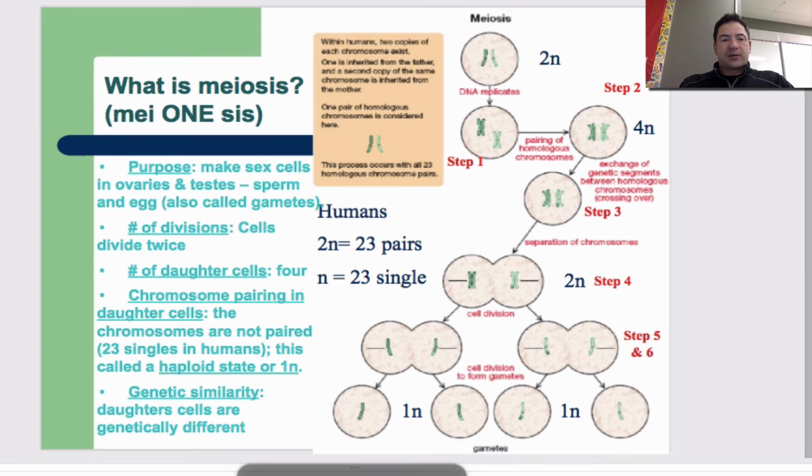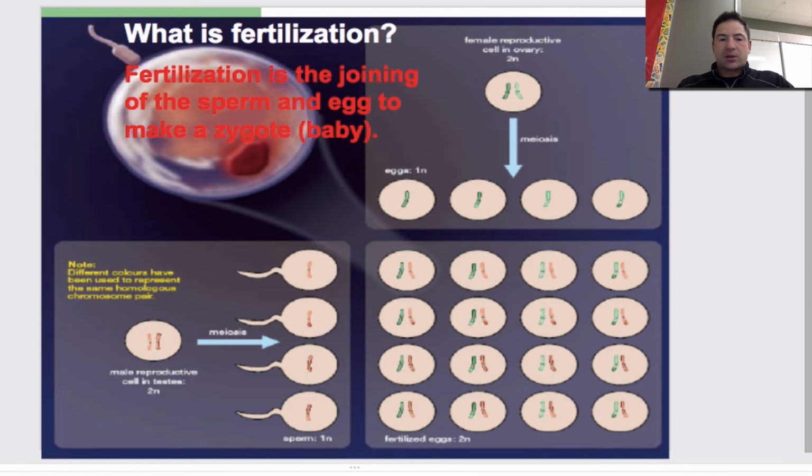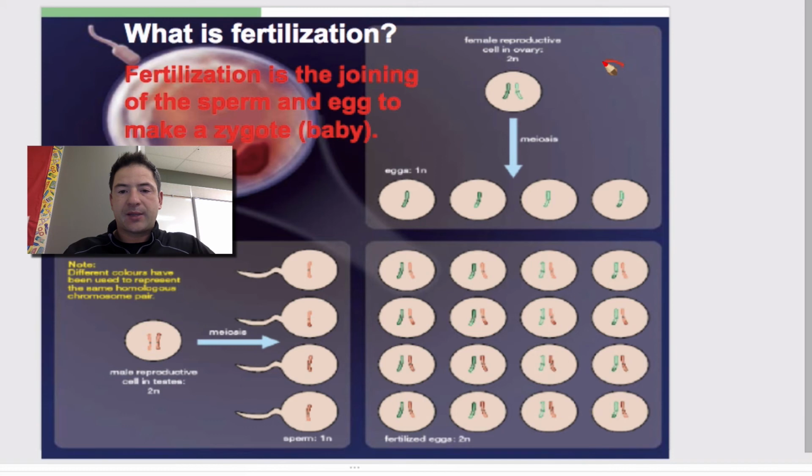So the last thing on this video that we are going to talk about is fertilization. In fertilization, basically what happens is we are going to take a sperm. I'll just draw a little table here. That sperm is going to have 23 chromosomes, and they're not going to be pairs, it's going to be in a 1n haploid state. So I'm just going to put hap there.